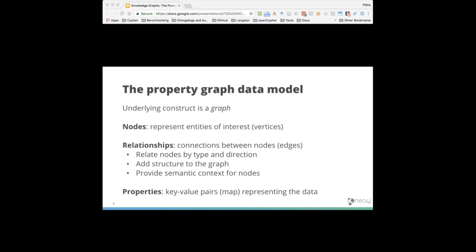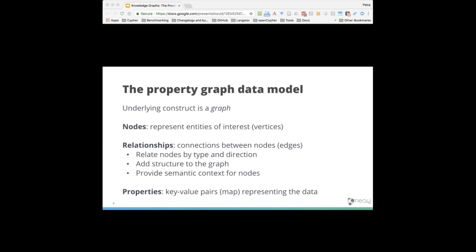The next facet is a relationship, and that essentially is the connection between your nodes. By their very nature, relationships add structure to the graph, and they provide semantic context for your nodes. So not only do you have a node which is labeled as a person, you can also see that this particular person lives, exemplified by a lives relationship, in a building, where the building is perhaps another node with a label of building on it.